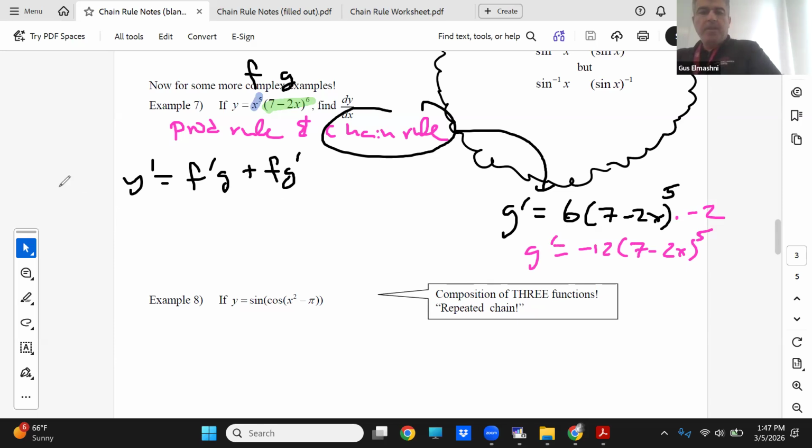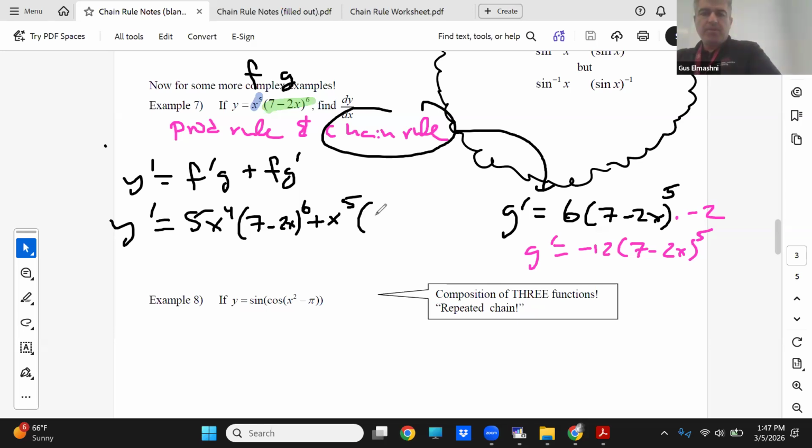Okay. So now let's come back here. Y prime is going to be F prime. F prime is yes, 5x to the 4th. G is easy. That's 7 minus 2x raised to the 6th power. Plus F, which is x to the 5th, and then the derivative of G, which is negative 12 times 7 minus 2x raised to the 5th power.